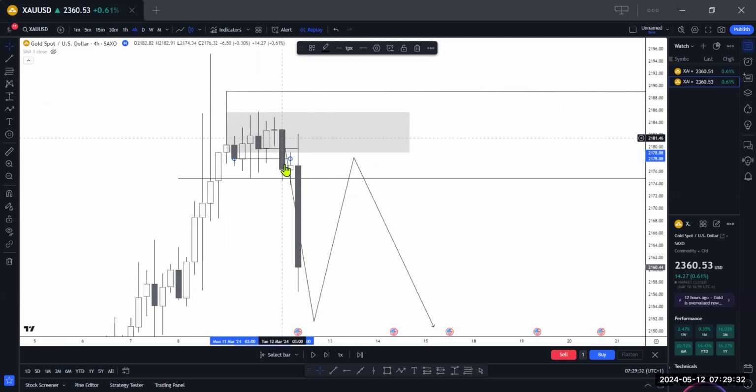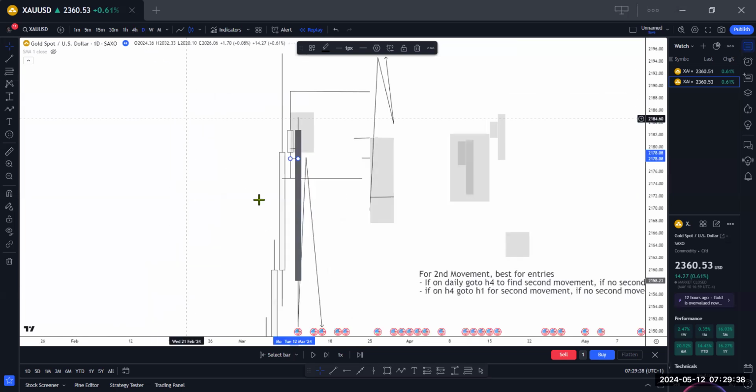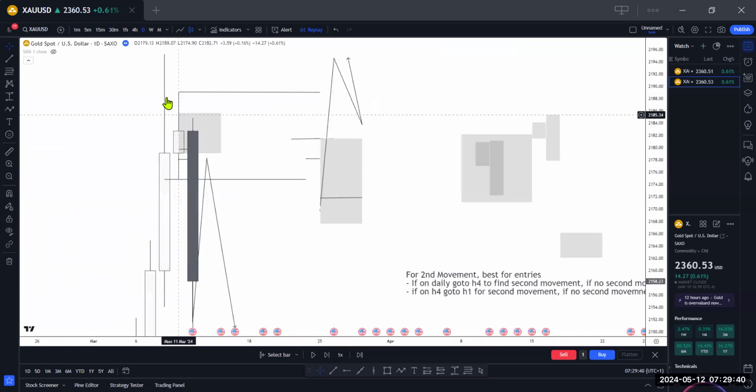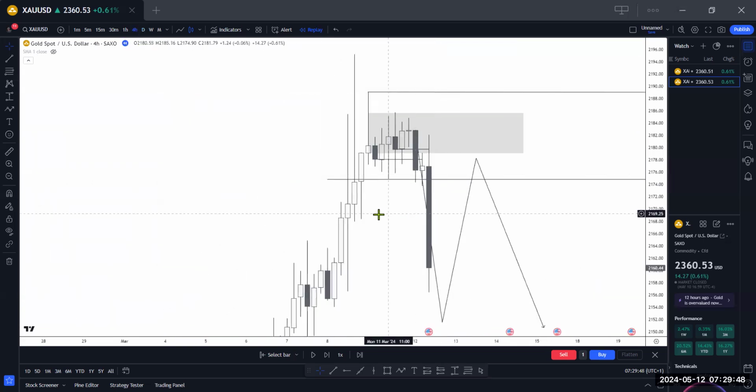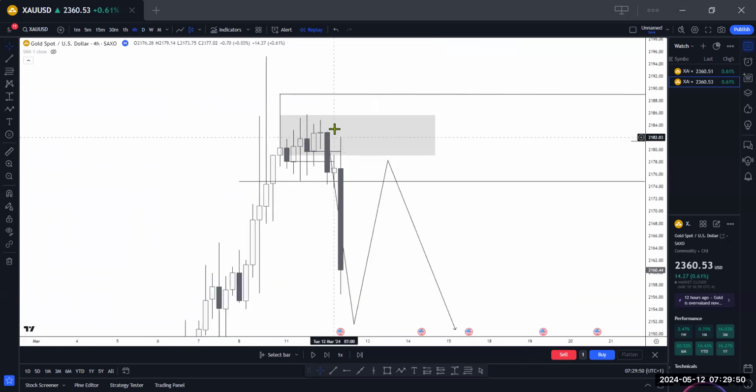Breakout, entry. Okay, so a lot of guys would have dropped, right? So we'll come to the daily to find our entry, and then we saw that we have this huge engulfing. On this huge engulfing, I want to find the second movement that is perfect for my entry. I come to the H4. This is the first engulfing. This is the second engulfing, right?